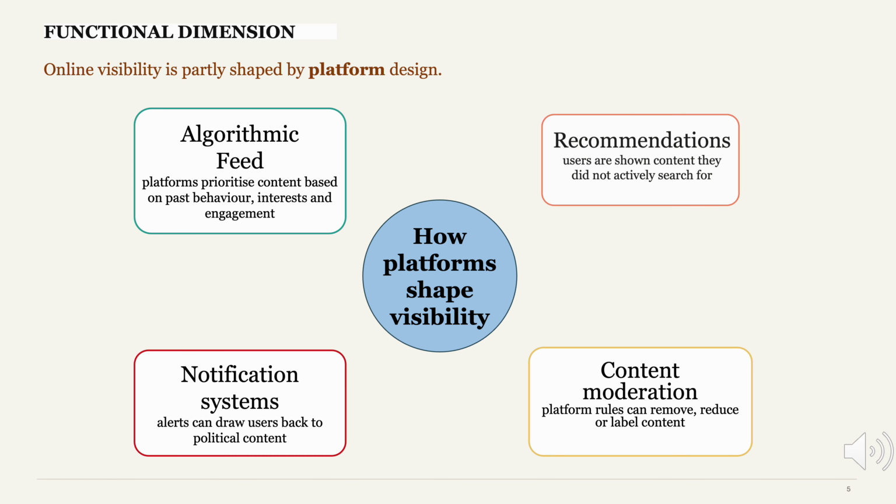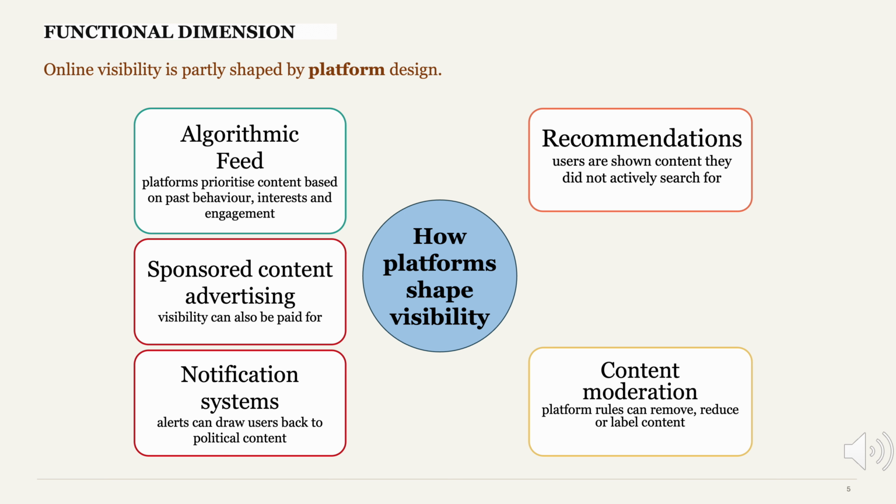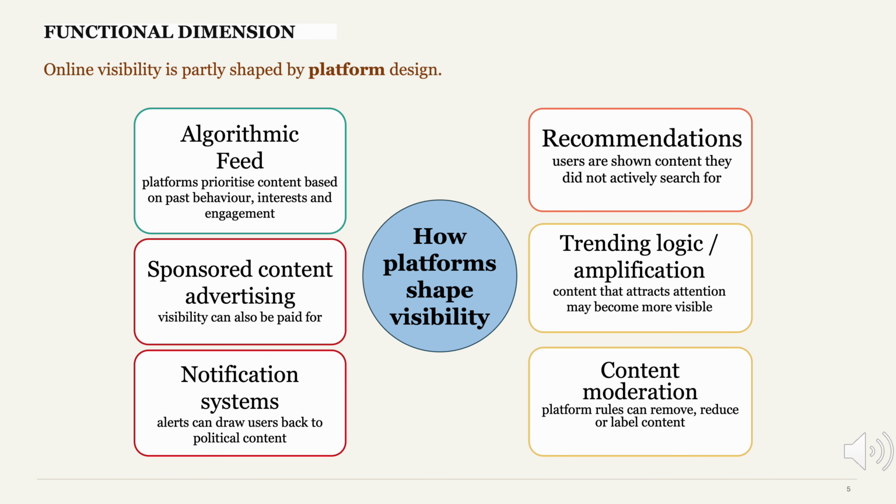Second, recommendation systems introduce users to content they may not have searched for directly, but that the platform predicts will attract their attention. Third, visibility can also be shaped by sponsored content and political advertising. Some messages can appear not only because they are popular, but because someone paid for them to reach a specific audience. And finally, trending logic and amplification can make highly engaging content more visible, especially when it generates strong reactions.